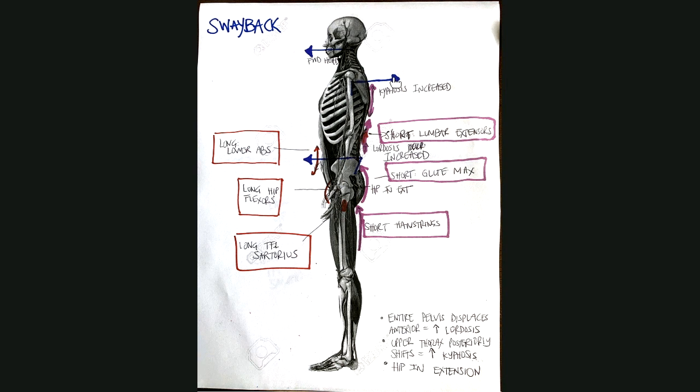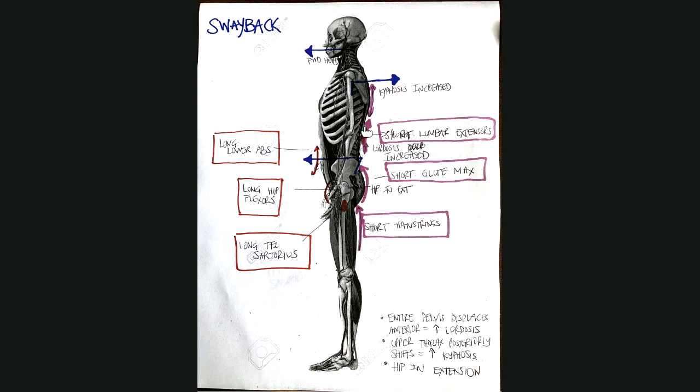So the lower abs are going to be lengthened due to this anterior shift and due to this kyphosis increase. The hip flexors are going to be lengthened because of the shift as well. TFL, sartorius may be lengthened. With this shift, this is going to shorten the hamstrings. It's going to put the hip in extension. It's going to shorten the glute max. It's going to shorten the lumbar extensors due to that lordosis increase.